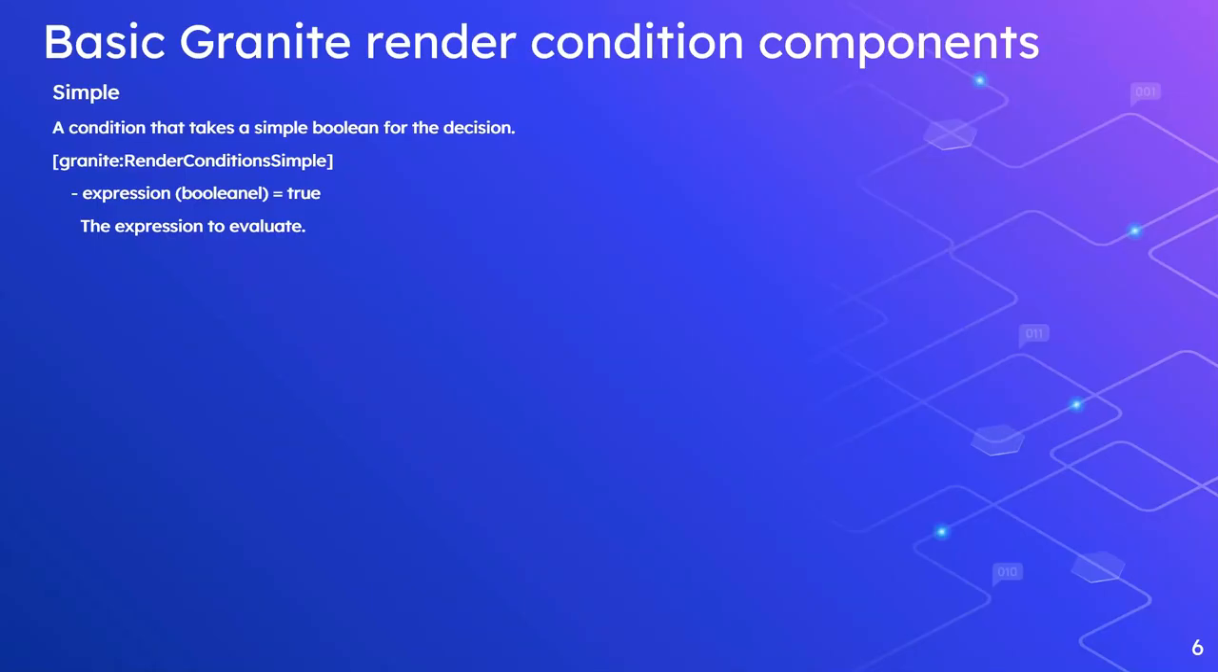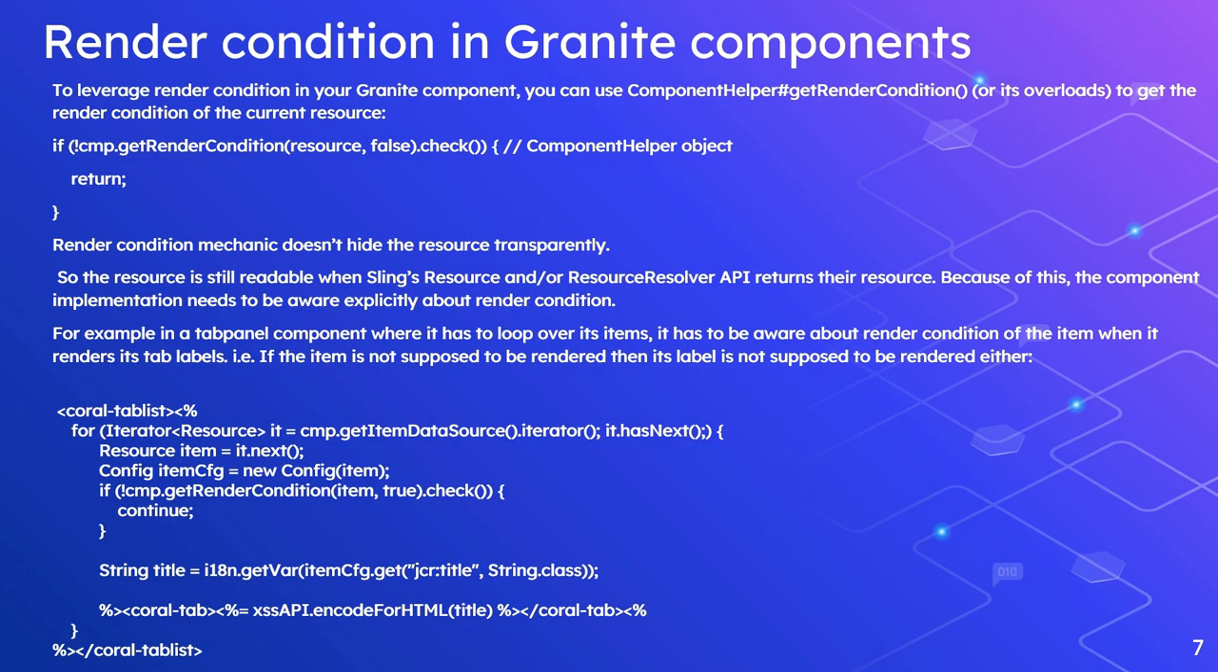Now another one: maybe we want to build a custom Granite component, or we want to understand how the existing Granite components handle these render conditions. If you want to use these render conditions in your Granite component, you can use this specific method, get render condition from the component helper, to get the render condition of the current resource. If you see here, the component context, then get render condition, then resource, then false, which means whether you want to cache the render condition result, true or false, you can choose, then check. It will give you the result whether the render condition is enabled or not for this specific component.